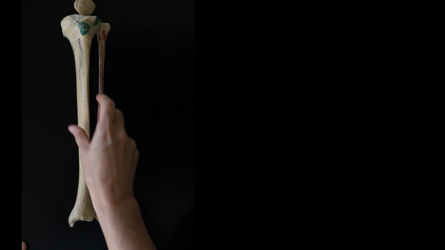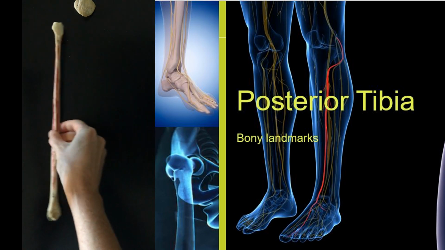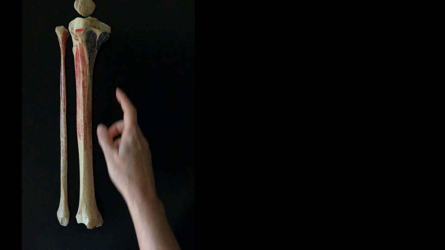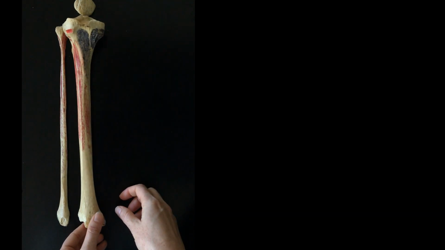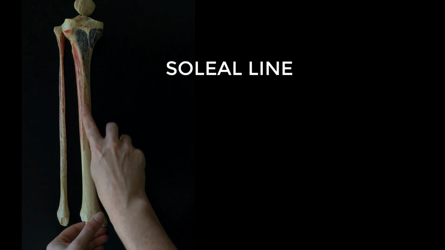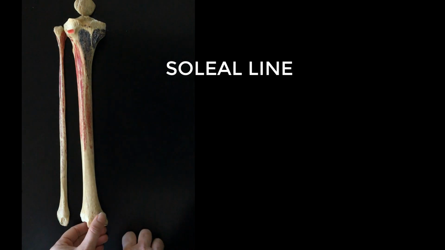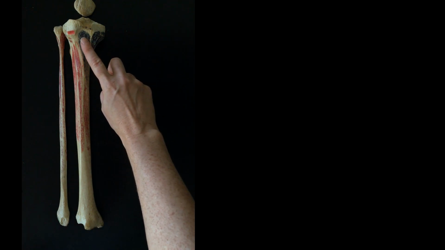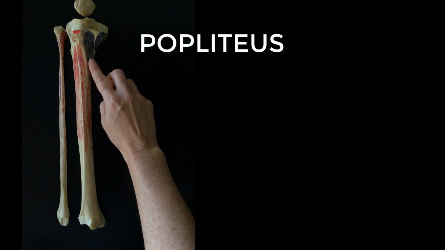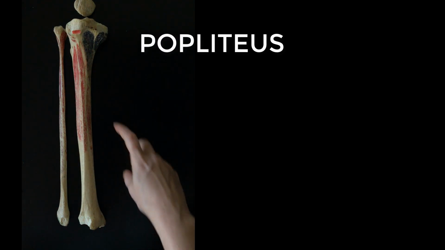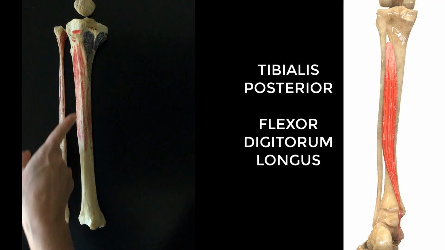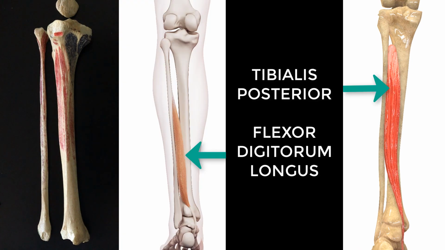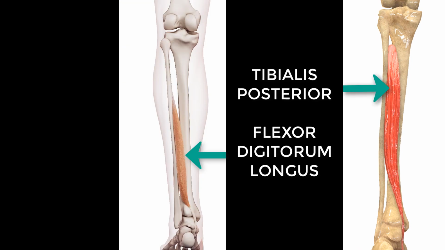Now if we look at the posterior surface of the tibia, you can see there's lots of muscle origins. There's a very prominent line here called the soleal line, and I won't go into these muscle origins insertions too much, but this is where the popliteus muscle inserts, and then you have tibialis posterior and flexor digitorum longus. You can see how large those muscle origins are. But that's the tibia.